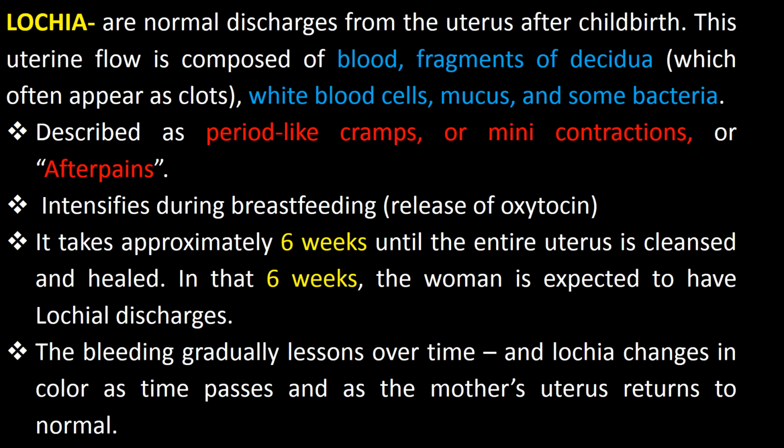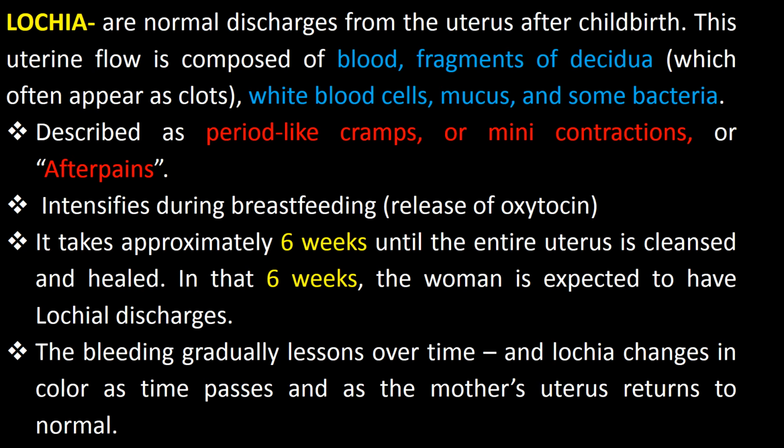Now, lochia, as defined by Adele Pillitteri, are normal discharges from the uterus after childbirth. These are normal discharges composed of different components like blood, decidual fragments, which may appear as blood clots, white blood cells, mucus, and even some bacteria. These are the components of your lochia. Sometimes, mothers will describe the pain as period-like cramping, cramps in the uterus. Or they appear as mini contractions.